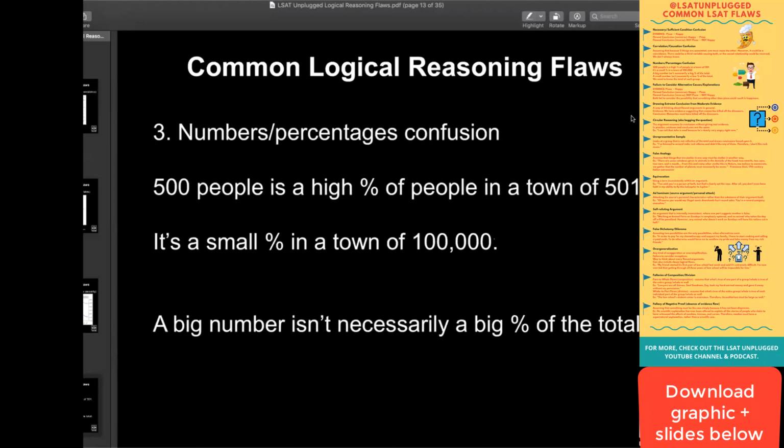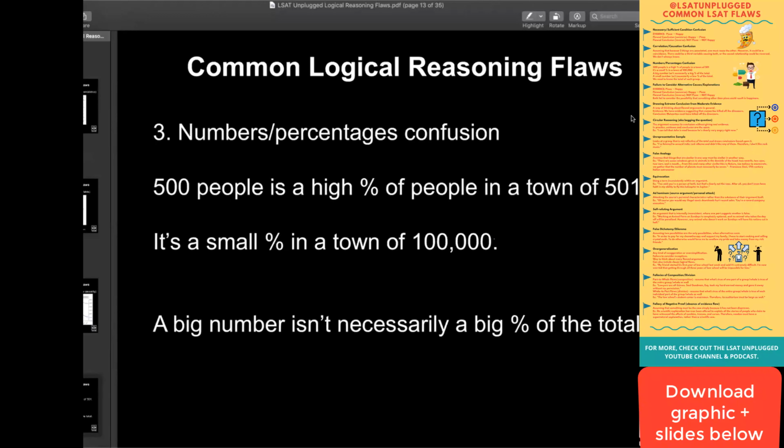So let's say a number could be pretty high, but still be a low percentage. And that's not always obvious. We hear large numbers, we think big. Our brains evolutionarily weren't meant to be looking at percentages and graphs and charts and such. So 500 people could be a high percentage of people in a small town that has only 501. But if you're talking a big city, it's actually a relatively smaller percentage. So don't automatically assume that a big number will be a big percentage of the total.